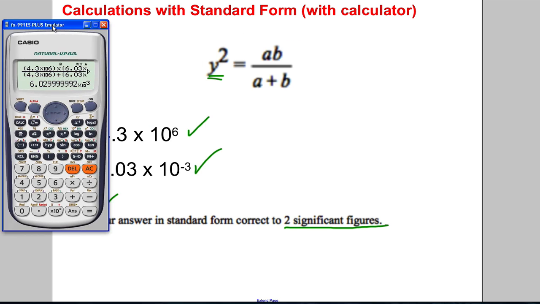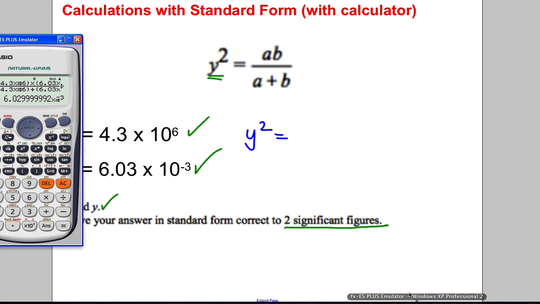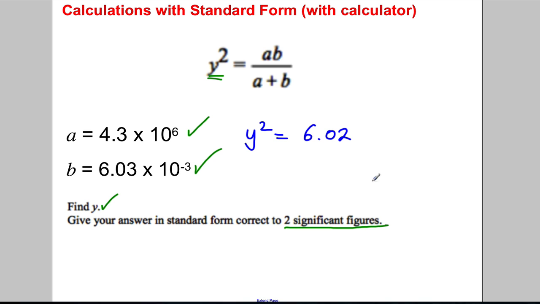Now our calculator gives us this here. So our calculator says that y squared is equal to, and we're going to write this all down, 6.02.